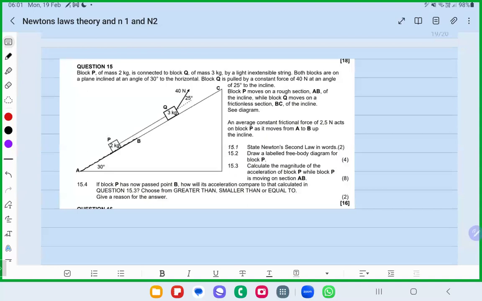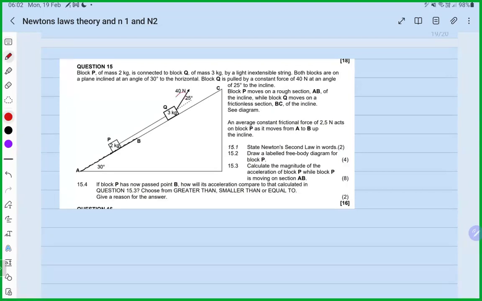Right, block P, mass 2 kilograms, is connected to block Q, mass 3 kilograms, by a light string. Both blocks are on a plane inclined at 30 degrees to the horizontal. Block Q is pulled by a constant force at an angle of 25 degrees. So you have an externally applied force here, at an angle of 25 degrees parallel to the surface. That force is going to be broken up into components, a y component and an x component.